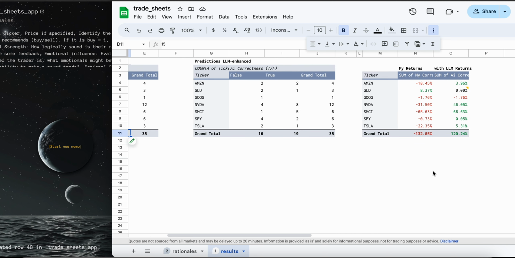So, I'm not trying to make any claims that the LLM can predict the stock market, but I think there is something interesting in analyzing your own rationales and making sure you're not falling into any logical traps or being too overly emotional when you're trading. So yeah, give this a try and let me know how it goes.